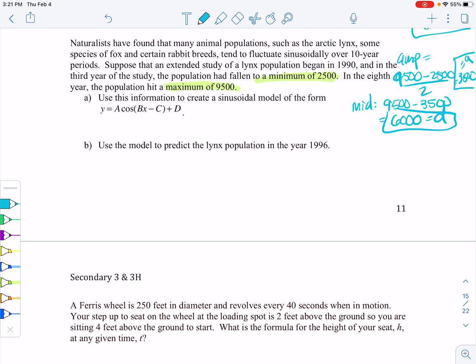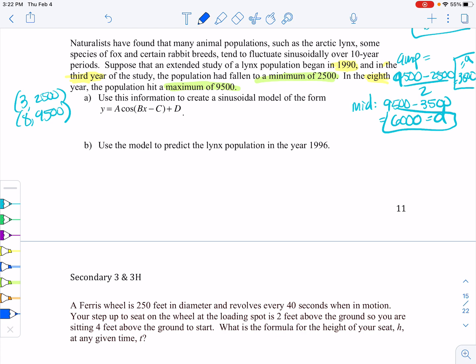Okay. Well, now we need to figure out something to do with the period. So I'm going to go back and look. So we began our study in 1990. And in the third year of the study, the population had fallen to a minimum. So at year 3 is when we were at the 2,500, year 3 of the study, which correlates to 1993. And then in the 8th year of the study, we had hit a maximum of 9,500. Okay. So we're going from the third year to the 8th year. So between the third and the 8th year is a total of 5.